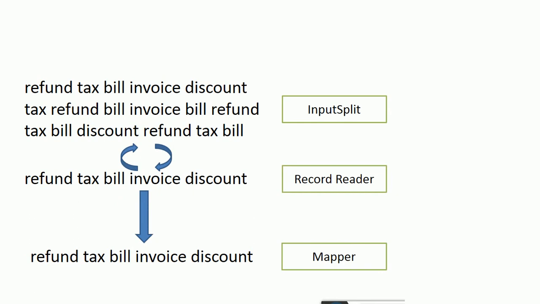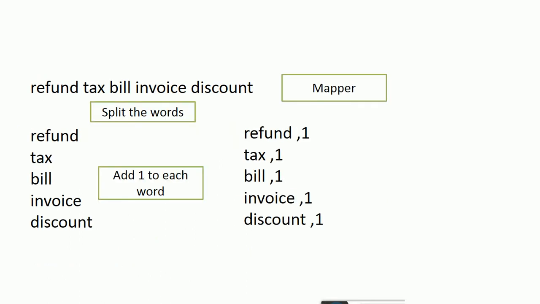Now comes the record reader. The record reader will identify a record. One line is one record, the second line is the second record. So it identifies a record and passes it on to the mapper. This is happening in parallel. On one machine it is happening, and on another machine the same thing is happening with another block. Clear, right?